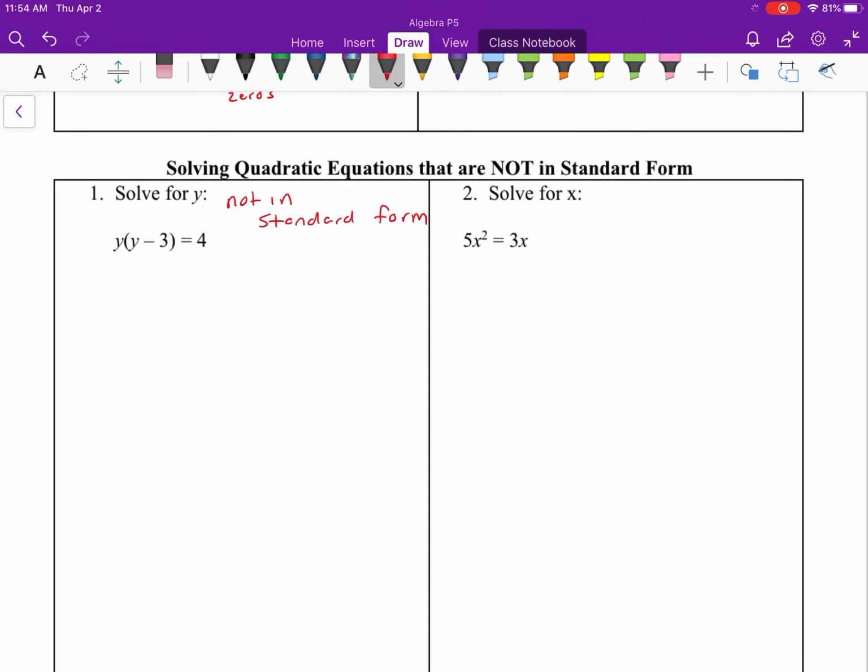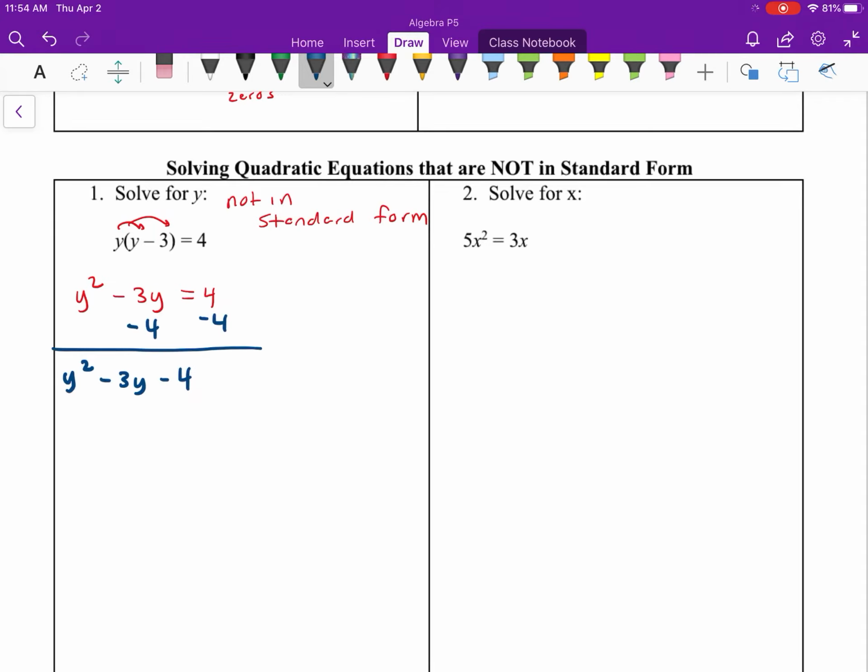And I also noticed that it doesn't have a y squared. What I could do first is distribute. So y times y is y squared. Y times negative 3 is negative 3y equals 4. And now what I want to do is bring the 4 over so I can set it equal to 0. So I would do the inverse operation, which would be to subtract 4.